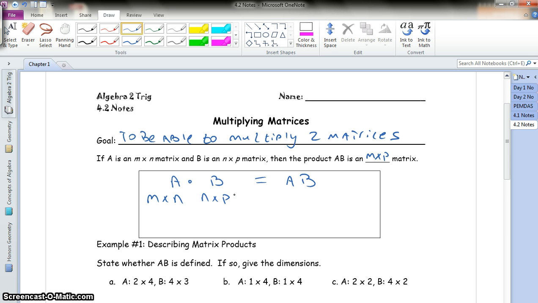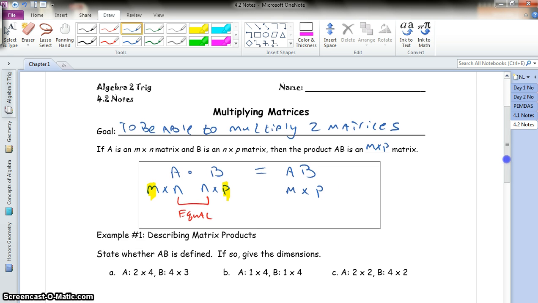Now, in order to multiply matrices, there are two very important pieces. The first is that these inner dimensions absolutely, positively need to be equal. In the event those aren't the same, we say that it's not defined and you cannot multiply those matrices. The first and the last are going to be the resulting dimensions of your new matrix, of your solution.